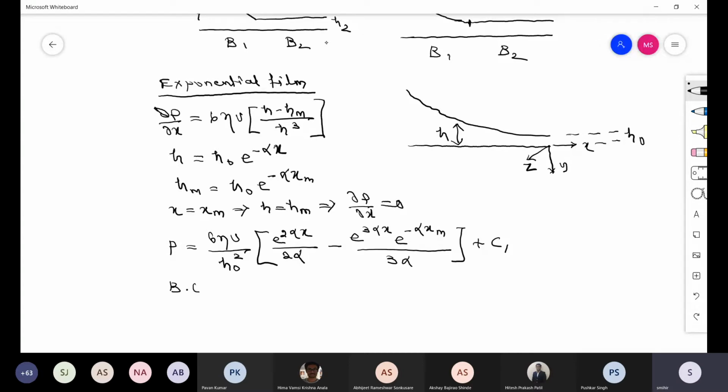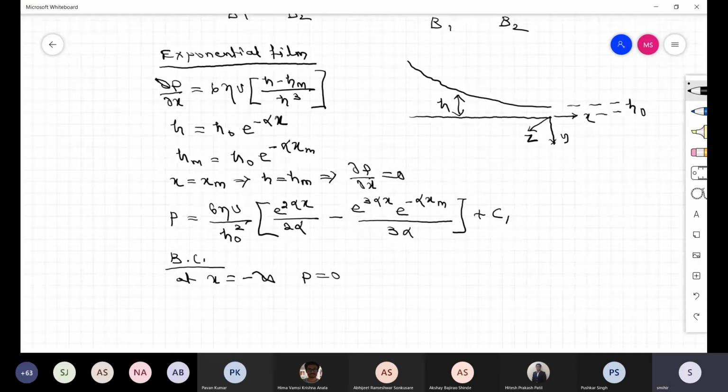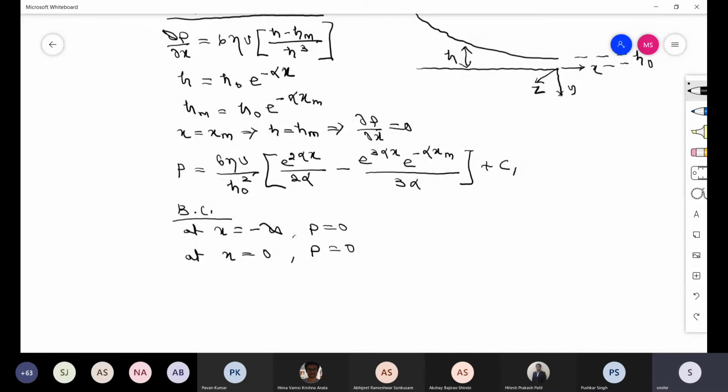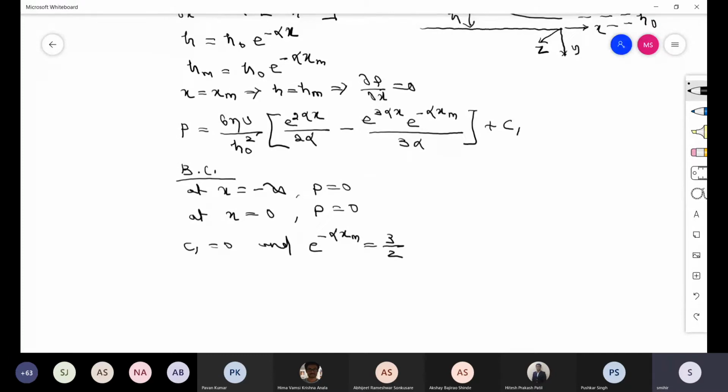Now the boundary conditions you have in hand: at x equal to minus infinity, p equal to 0. There is no boundary for the left side. At x equal to 0, p equal to 0. So from these two boundary conditions, you can find C1 and Xm. C1 you will get 0 and e to the power minus alpha Xm equal to 3 by 2. Now substitute back in the pressure equation, and you will find the final form of the pressure equation like this.